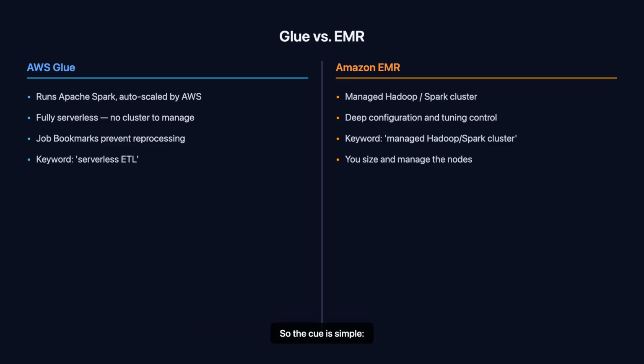So the queue is simple. Serverless ETL means Glue, while managed Hadoop or Spark cluster means EMR.